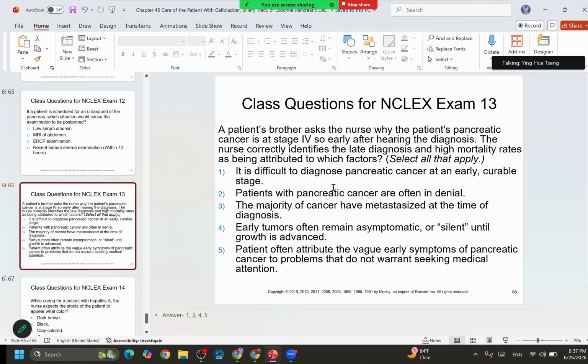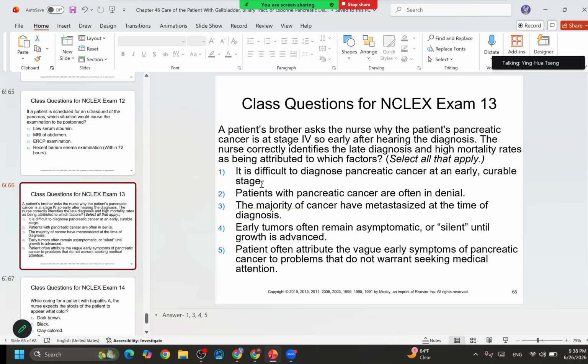Number 1, it's so difficult to diagnose pancreatic cancer in the early curable stage. Is that true? Is it a difficult diagnosis for pancreas cancer? Remember I told you, when we find it, it's usually stage 3 and 4. Yes, it is difficult to diagnose. Unless you feel something wrong, that's why you draw your blood early. That's how we can find out the CA19-9, right?